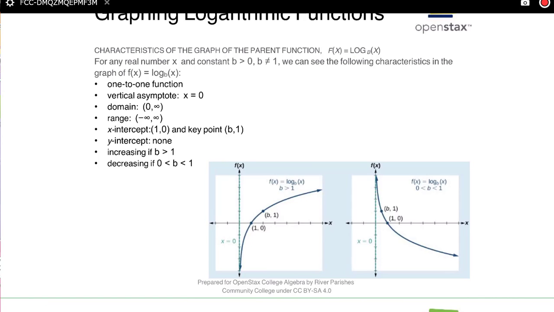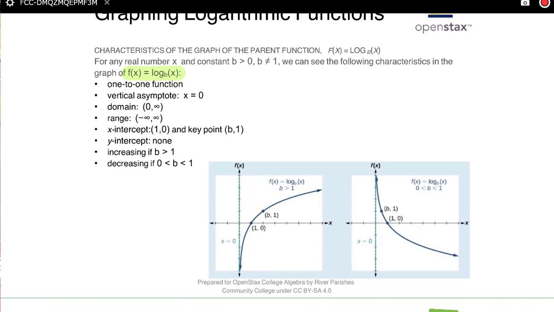So log functions, if you will look, a positive log function looks this way, or an increasing log function looks like this. A decreasing log function looks like this. Okay, so we're just going to focus on graphing logs in this format, log base b of x. We're not going to add anything else to it. We're just going to keep it like this.